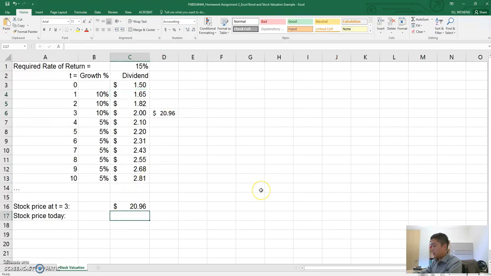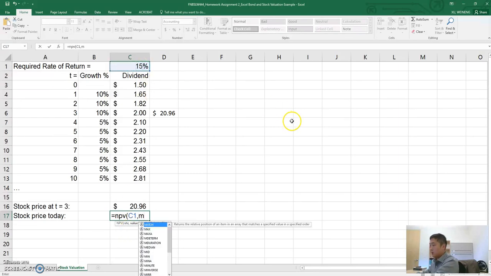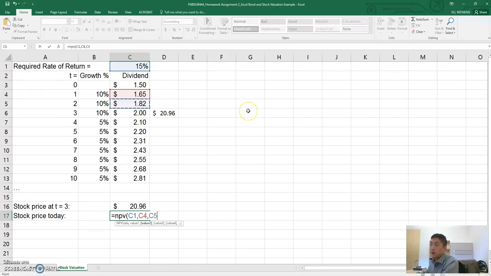So our job becomes easier because we can simply use a function which is the net present value, okay? And first tell Excel what is the discount rate we are trying to use. And here the discount rate is going to be 15%. And then tell Excel what is the cash flow that we are looking into. Now, first the cash flow is one period from today, which is 1.65, okay? Now the second value in this cash flow is of course going to be 1.82, which is the second cash flow occurring 2 periods from today.